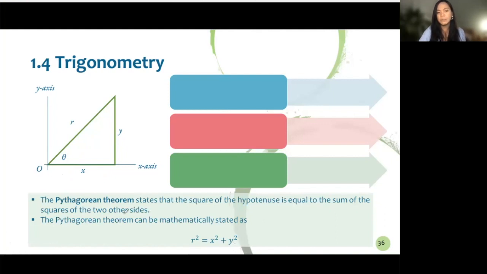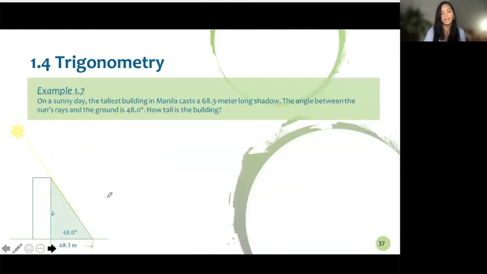Okay. And of course, the Pythagorean theorem. You're familiar with the Pythagorean theorem. SOH CAH TOA is always used for a right triangle. If it's not a right triangle, you will use the sine law and the cosine law. Then if it's a right triangle, you can use the Pythagorean theorem if you're missing a side. Okay, let's have this example.